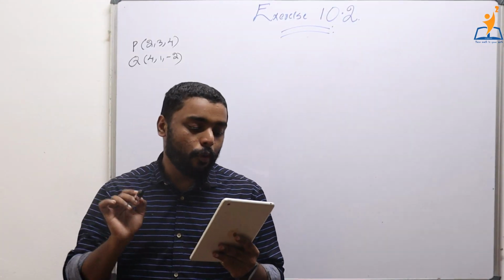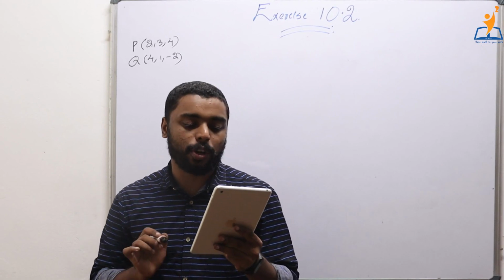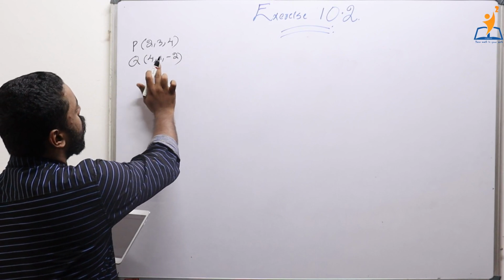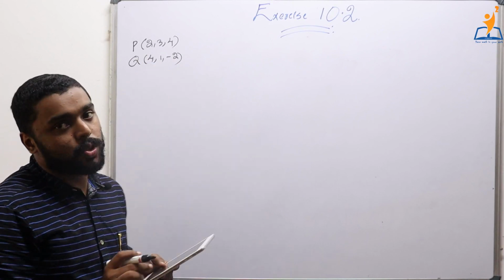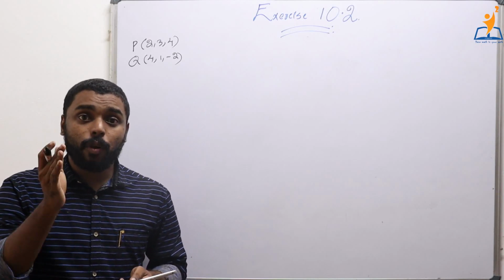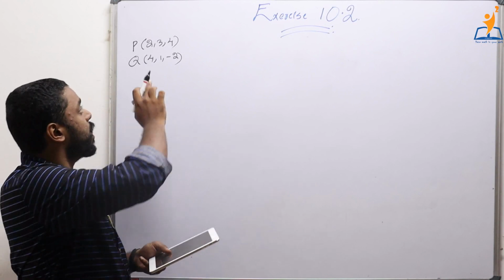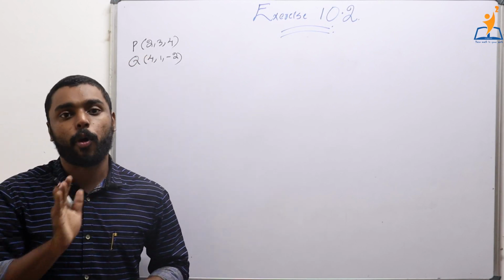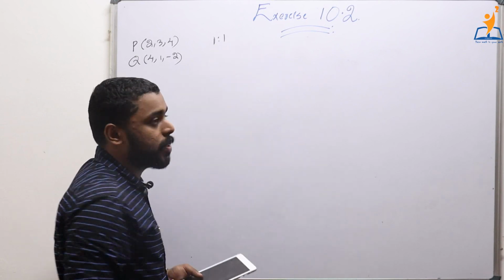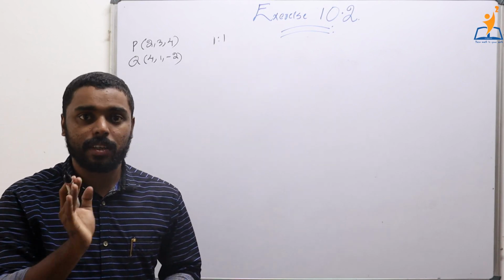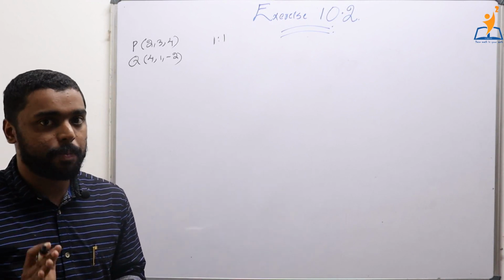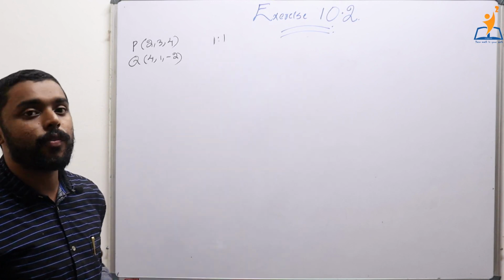The question is, find the position vector of the midpoint of the vector joining the points (2, 3, 4) and (4, 1, −2). So we have to find the position vector of the point which divides the line joining these two points into two halves, the midpoint. So the ratio of division will be 1:1. It is an internal division, and the midpoint. So the ratio of division is nothing but 1:1.